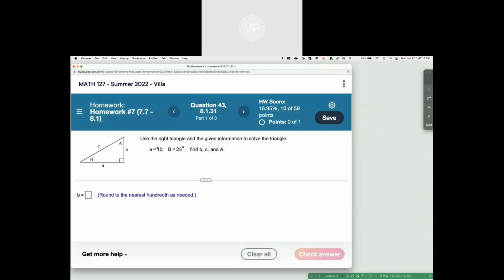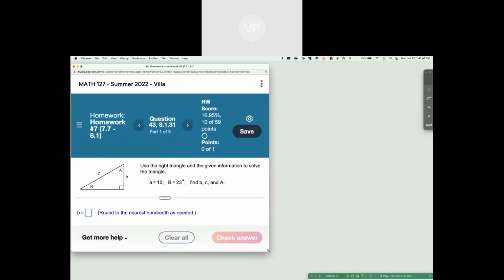All right, number 43. Use the right triangle and given information to solve the triangle. So we know A is 10, so I'm just going to write right on that triangle. So there's my 10. And I know B is 23 degrees. And let's make this a little bigger. To me, the drawing of your picture is one of the most important things because it's going to tell you a lot of what's going on. You get to visualize it.